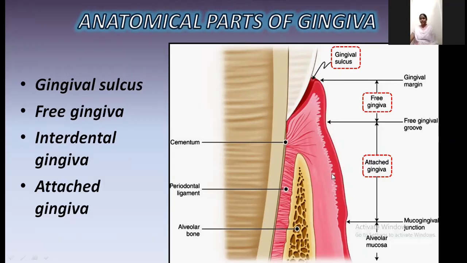Next comes the attached gingiva. From the free gingival groove to the mucogingival junction is the attached gingiva. Now the name comes as free gingiva and attached gingiva because attached gingiva is laid on the alveolar bone. If you can see, this area is like stuck to the alveolar bone, and here no bone support is there. So this area is free, hence free gingiva. So gingival sulcus, free gingiva, and attached gingiva. And then interdental gingiva. Gingiva present between any two teeth is interdental gingiva.